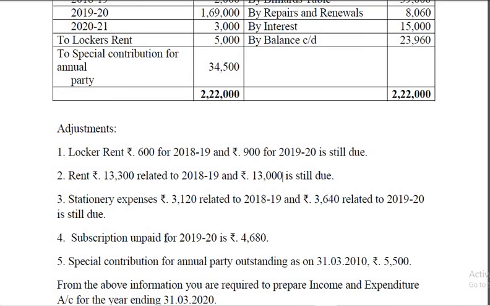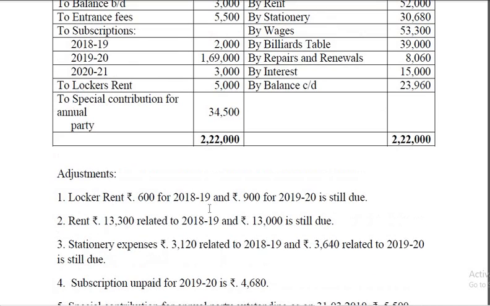Then subscription unpaid for 2019-20 is 4,680. See here, subscriptions are given, but separately given here. 18-19 subscription received is 2,000. Pre-received, say 3,000, is also separately given. So what is the current year subscription received? It is 1,69,000. So we have to take only the subscriptions received for the current year.